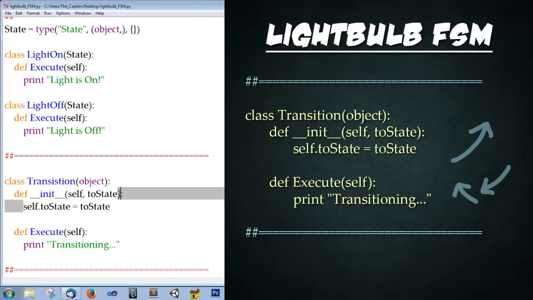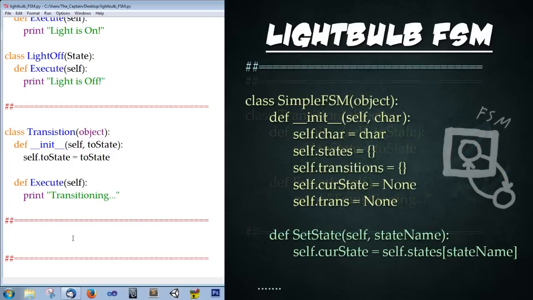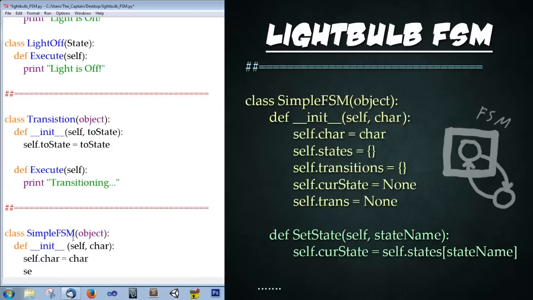All that it's asking for is that when it's constructed, we pass in a toState, whatever state it's going to be transitioning to, and it's going to be a string. So let's scroll down, and now we're going to create our finite state machine. So type class SimpleFSM, open parentheses, object, then we're going to access its constructor with self and char in the arguments, and the char is going to be our character that's going to be passed in when this object's created. So let's define self.char is equal to char, and then we're also going to create a dictionary called states. And here's where we're going to store all of our states.